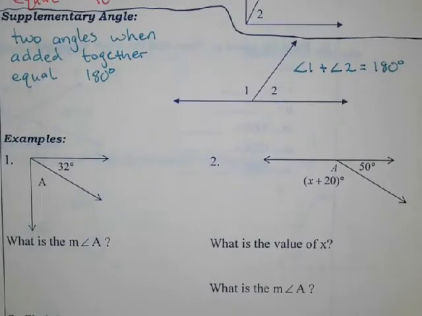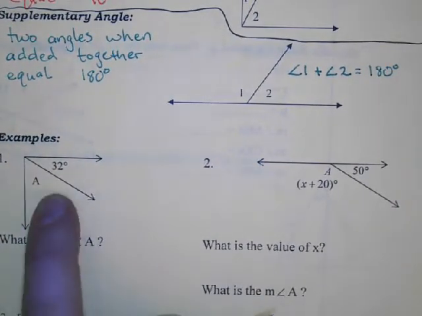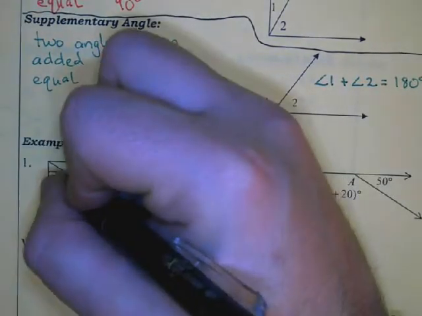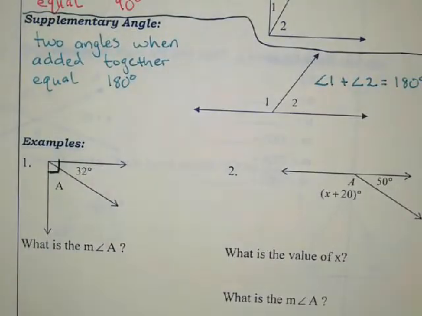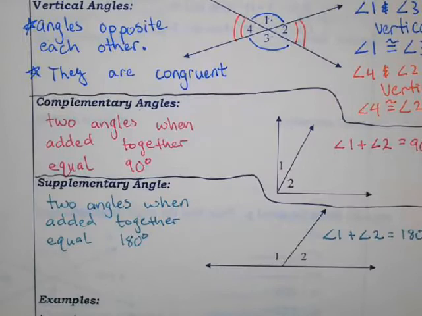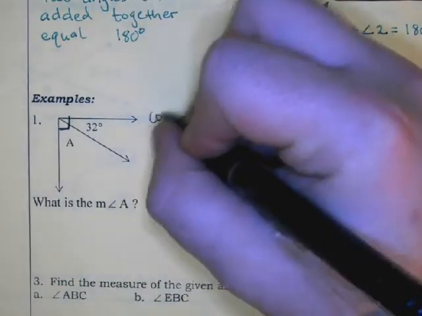So let's look at some examples using these ideas. I have two angles and they're going to form a right angle. So are these angles vertical, complementary, or supplementary? Well, if they come together and form a right angle, they're going to be complementary. So we know these are complementary angles.